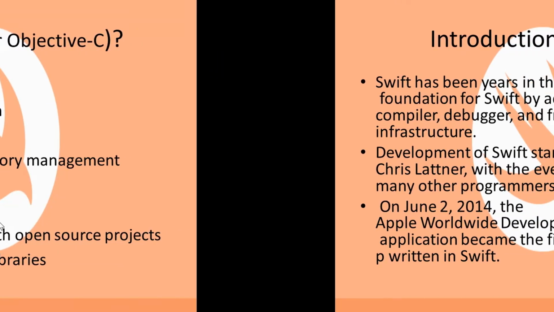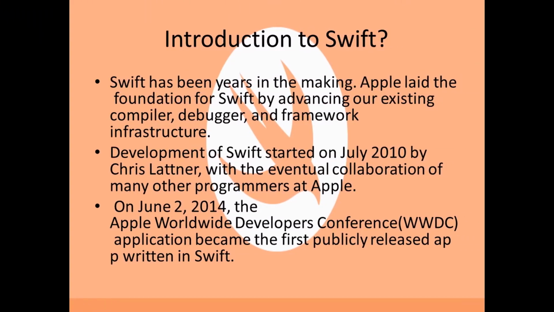So let's move on to the second slide, that is Introduction to Swift. Who invented Swift and why was it invented? Now, talking about the history, the development of Swift started in July 2010 by Chris Lattner, with the eventual collaboration of many other programmers at Apple. Swift borrowed language ideas from Objective-C, Rust, Haskell, Ruby, Python, C#, and CLU, and far too many others to list. On June 2nd, 2014, at Apple's Worldwide Developers Conference, that is the WWDC, the WWDC application became the first publicly released app written in Swift.